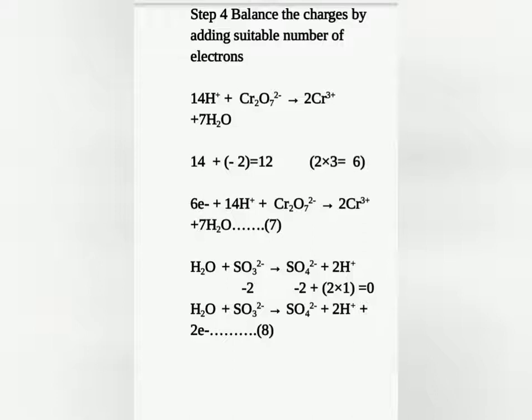So keep in mind, if you add electrons on the left hand side in one equation, in the other equation you will have to add them on the right hand side. It depends. So balancing the charges means you will have to count the charges of each species and add electrons, so that the totals of the left hand side and right hand side are equal.